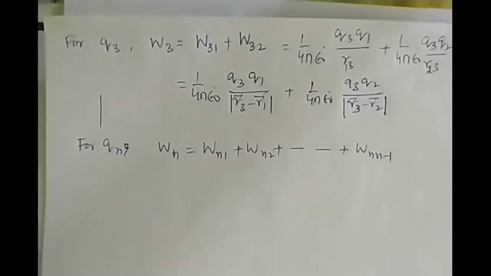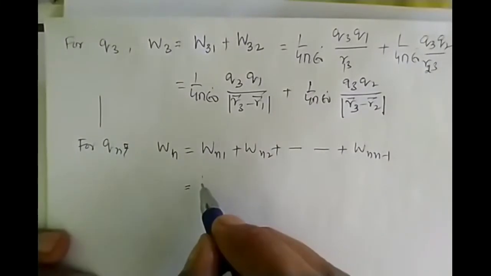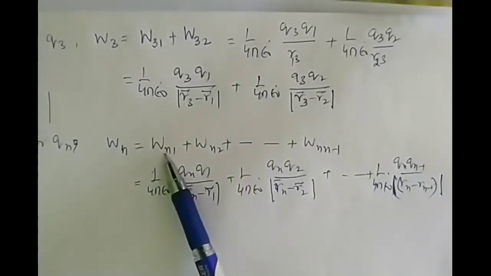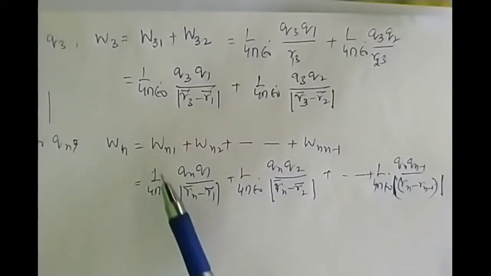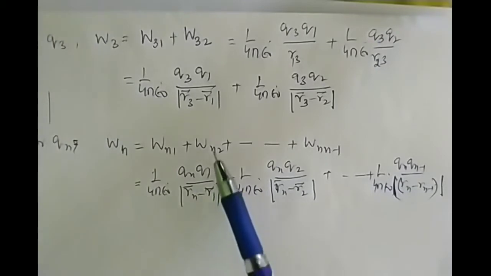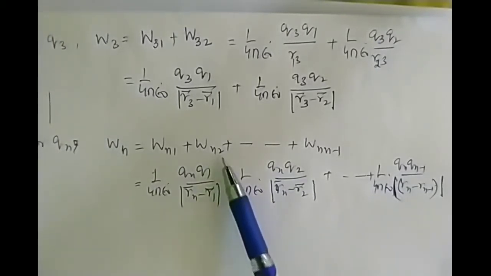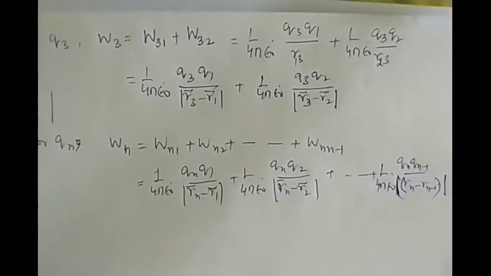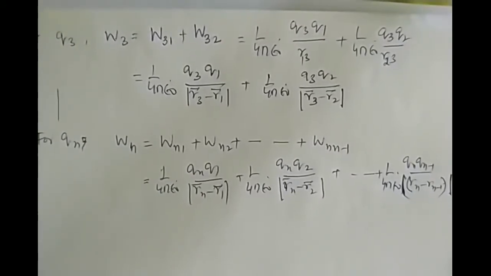So by using the formula for two charges, 1 upon 4 pi epsilon naught, two charges Qn, Q1, over the magnitude of Rn minus R1. Similarly for this also, Qn, Q2, over the magnitude of Rn minus R2. Similarly for this one. So now we have calculated the total work done because of all the charges.